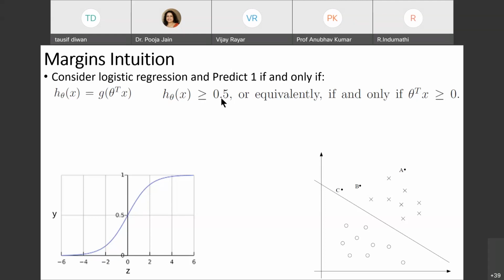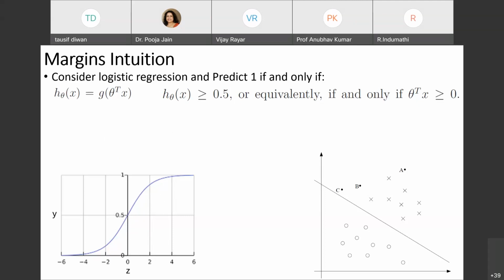When it is greater than or equal to 0.5, then we can consider this as a class 1. We predict 1. And when do we get h of x greater than or equal to 0.5? When theta transpose x is greater than or equal to 0. Just look at this. When theta transpose x is greater than 0, then only this value is greater than or equal to 0.5. When theta transpose x is less than 0, or negative, then the value of this expression is less than 0.5 and we predict 0. This was all about logistic regression.